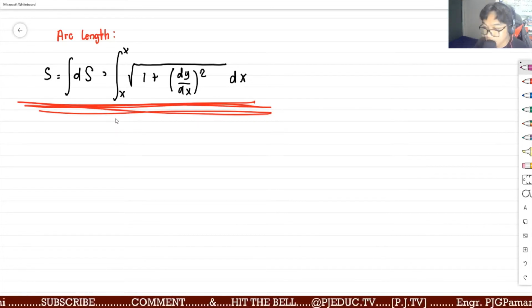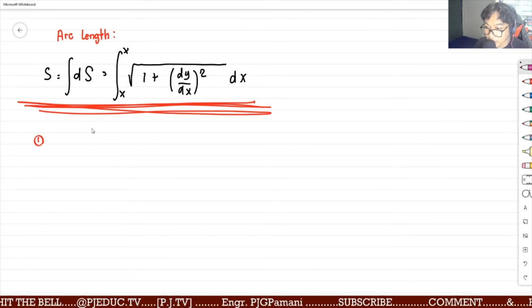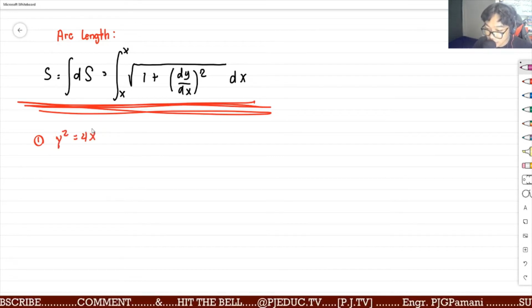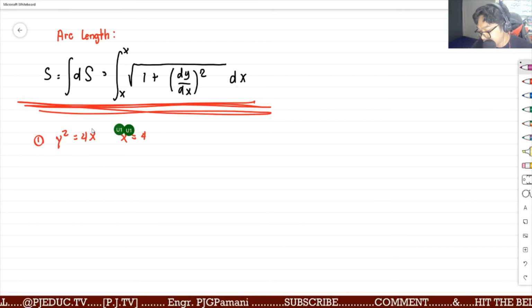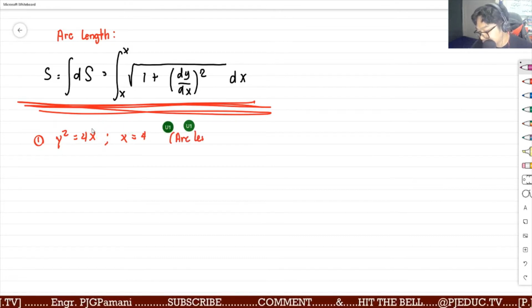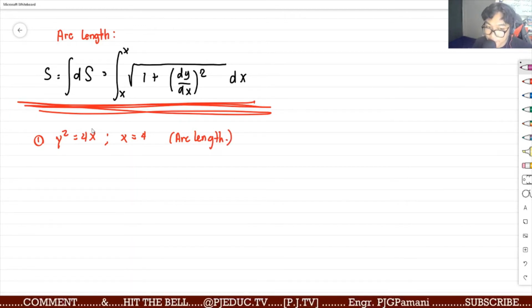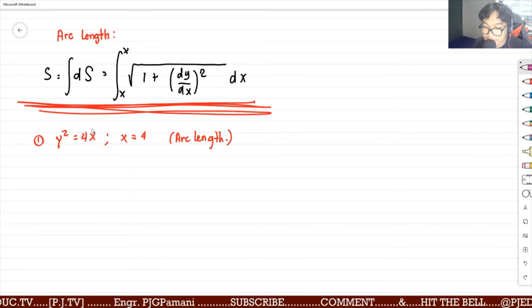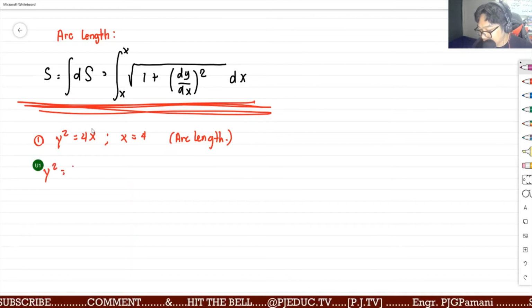Then for the arc, let us try to solve this problem. Find the arc length of the parabola y squared equal to 4x from the vertex to a point where x equal to 4. Now, again, find the arc length of the given parabola from the vertex to the point where x is simply equal to 4. Given na yung ating parabola, identify lang natin yung ating vertex.